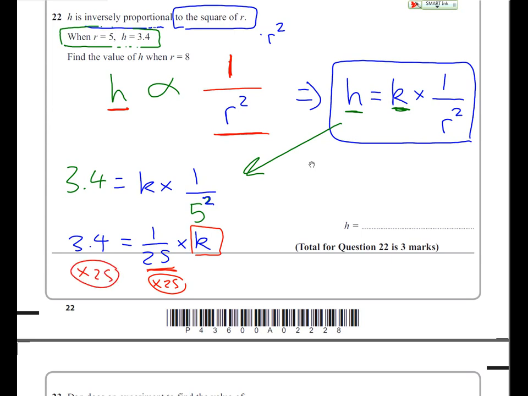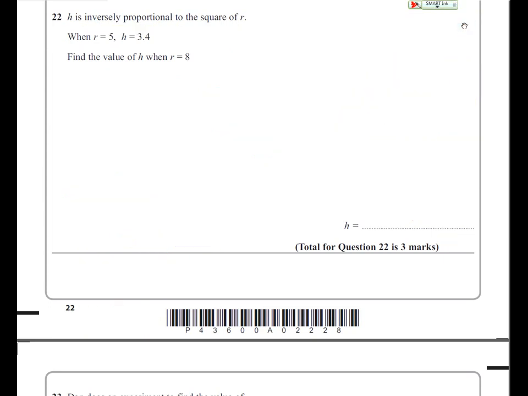If we do 3.4 multiplied by 25, we get 85 over here. So that means that k is equal to 85. What you would do now is change your k to 85, and you've got your answer. h equals 85 times 1 over r squared. Job done. Okay, clear ink.